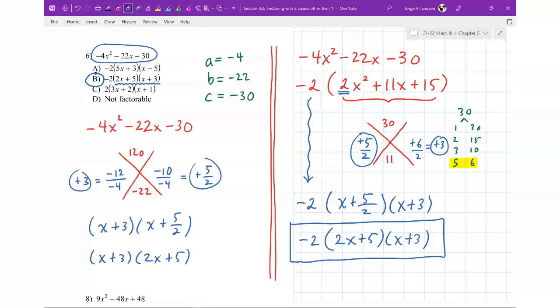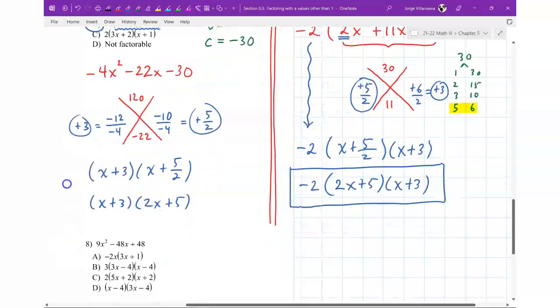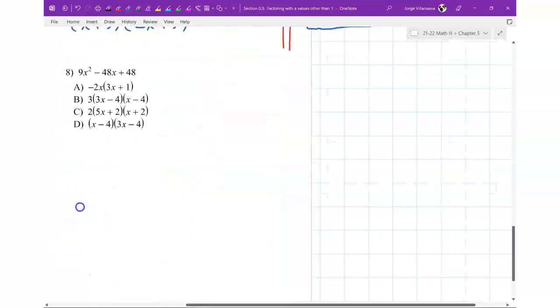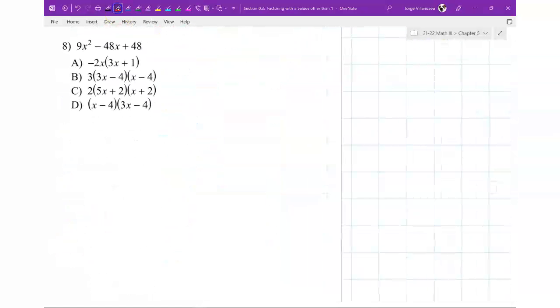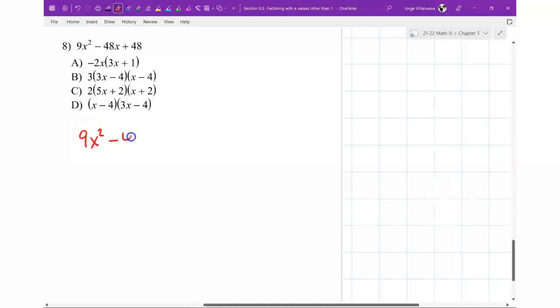All right, so we'll do one more problem just to make sure that we give you 2 practices to do this. Okay, because these are the tougher ones. So let's try this one, and then we're done. So 9x squared minus 48x plus 48. What can I factor from that? A 3, right? I can factor out a 3. All right, so let's do that. Let's take out a 3.